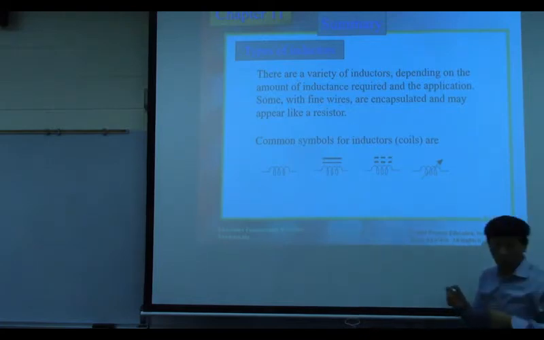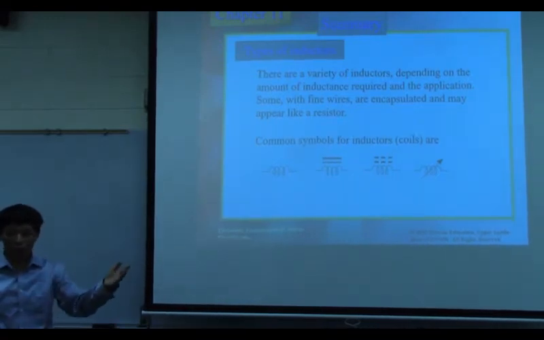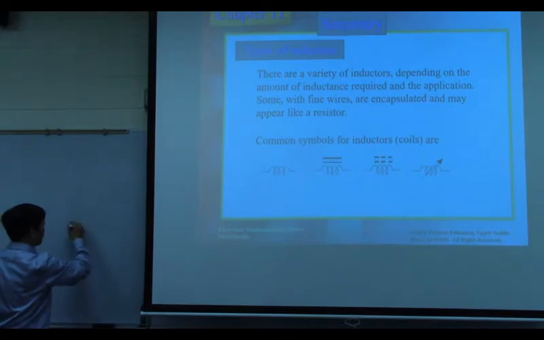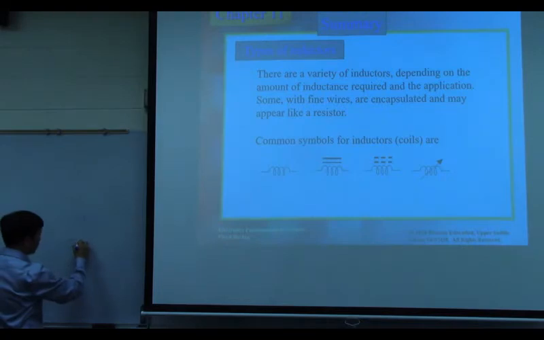Types of inductors. Common symbols for inductors. Do you still remember the symbols for capacitors in the circuit diagram? Two parallel plates with the wire, right? That's the symbol. If I give you a PCB or a circuit diagram, you need to know which one is which. Capacitors look like this, or sometimes they have positive and negative, which means it is polarized. Then what is the inductor? The inductor is drawn like a coil.